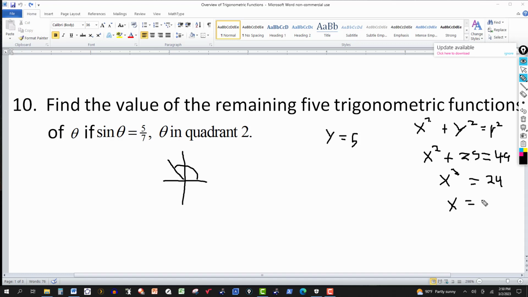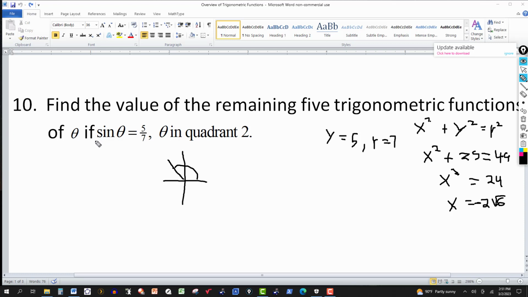Square root of 4 would be 2, and the 6 stays under the radical. And because I'm in quadrant 2, the x has to be negative in that area, so I put a negative right here. So I got y is equal to 5, and of course r is equal to 7. So you can think of this angle in standard position, and this point right here would be x, y, where x is minus 2 square root of 6. The y value is 5, and this radius from the center to that point is equal to 7. Well, with that information, you can find the value of the other ones.